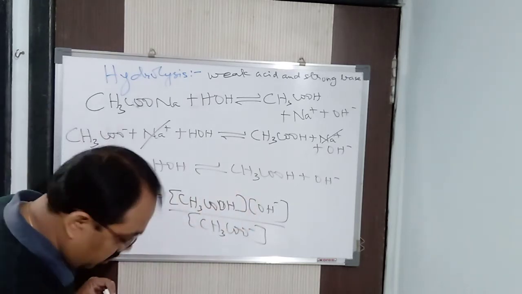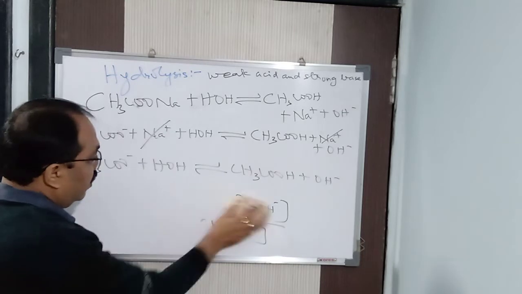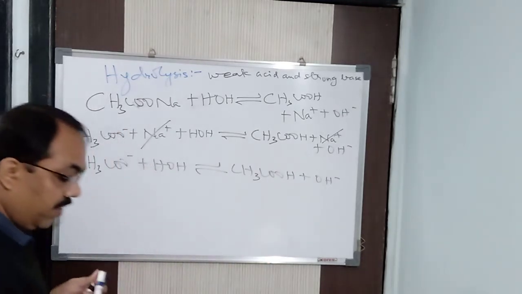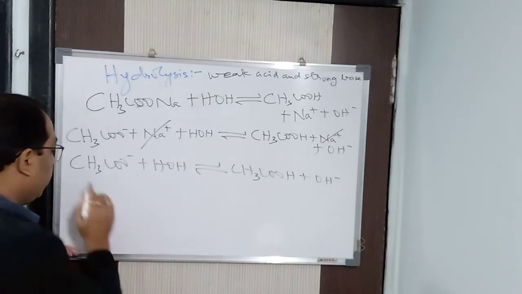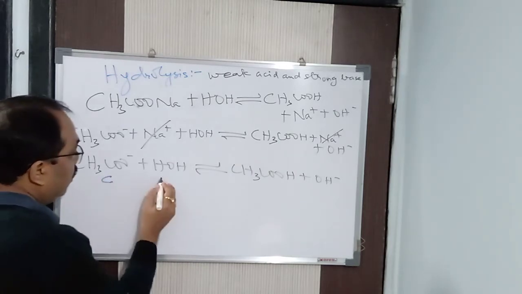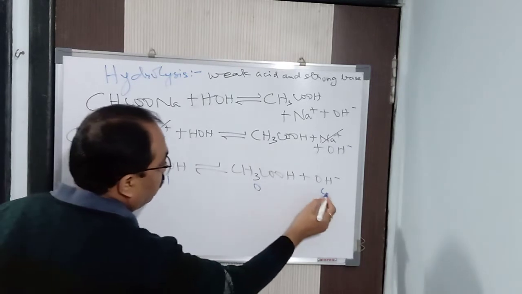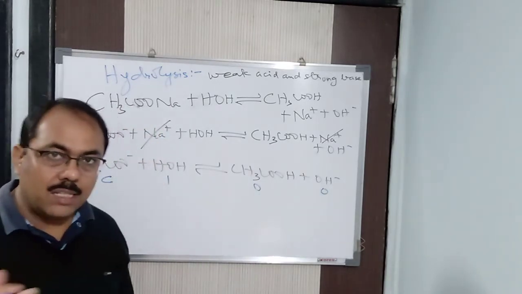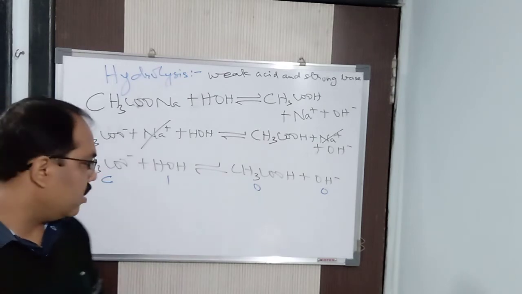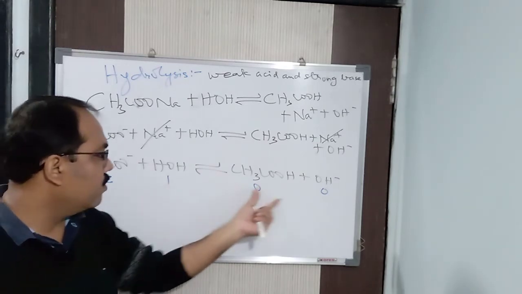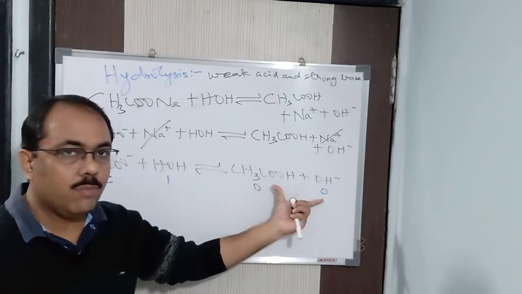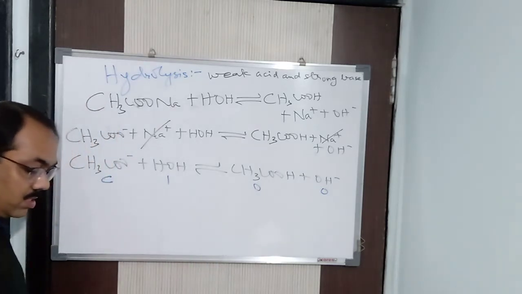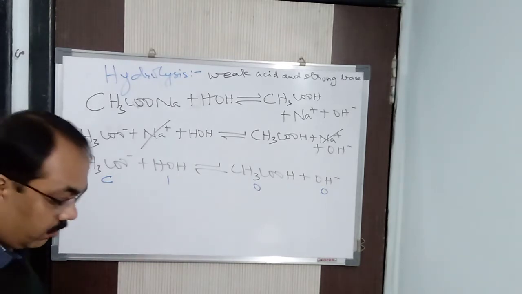Now we'll derive the formula for this particular category of KH. Initially, what we'll do is take the initial number of moles. Initially, this will be C, this will be 1, this will be 0, and this will be 0. When we start the reaction, the original concentration of this will be C, because the products will not be there, only the reactant. And the water concentration is always constant, that is nothing but 1.